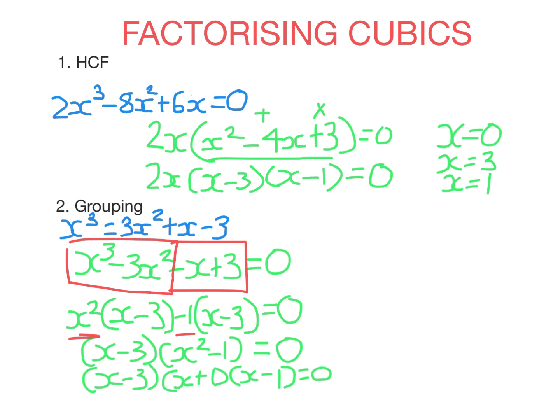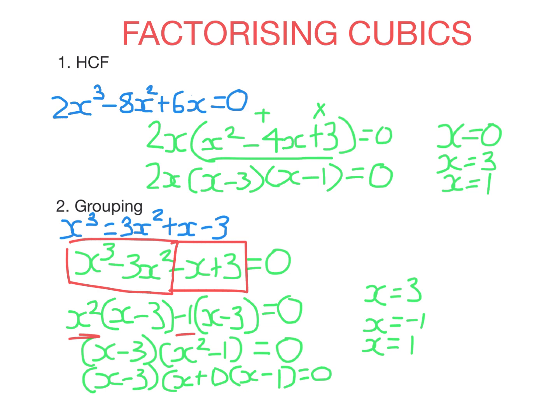So once again, we use the null factor law. Either the first bracket is equal to 0, the second bracket is equal to 0, or the third bracket equal to 0. So when you have a cubic equation, there will always be 1, 2, or 3 real solutions. So we know there can't be any other solutions. There can never be more than 3 solutions to a cubic.